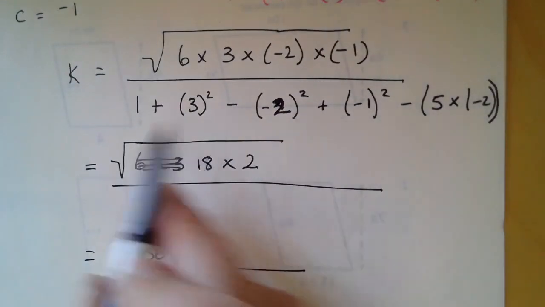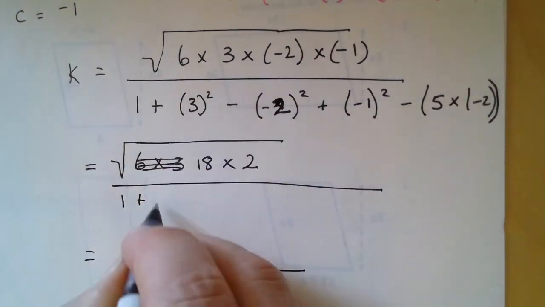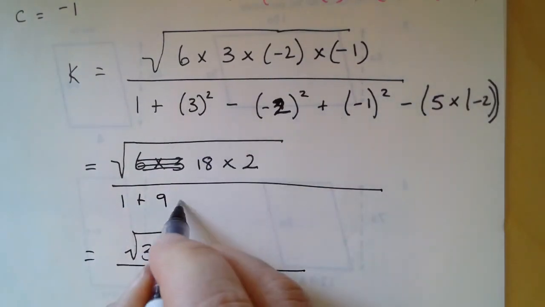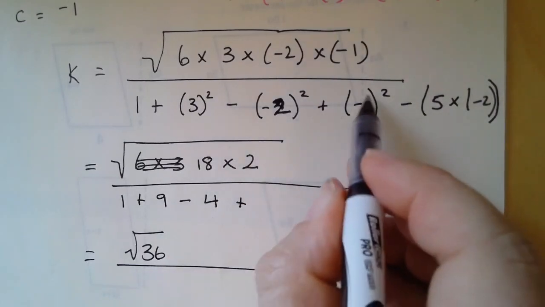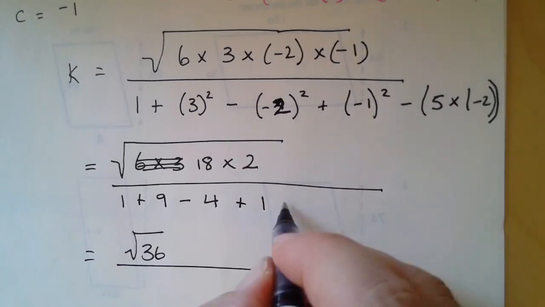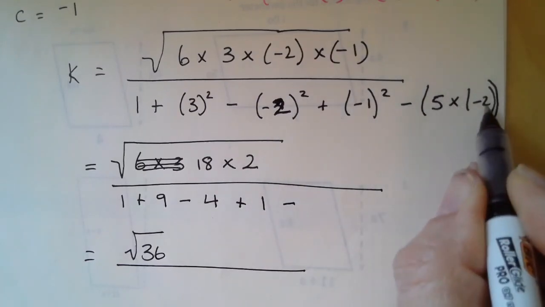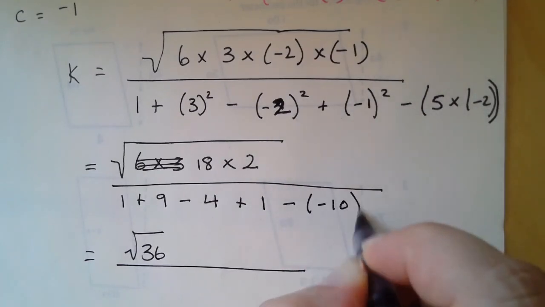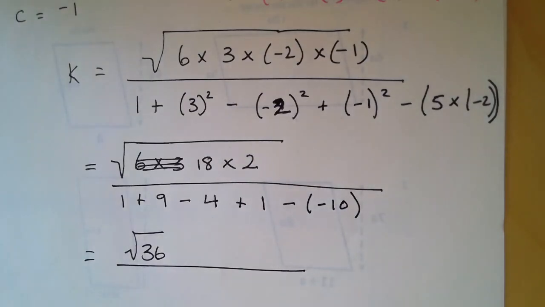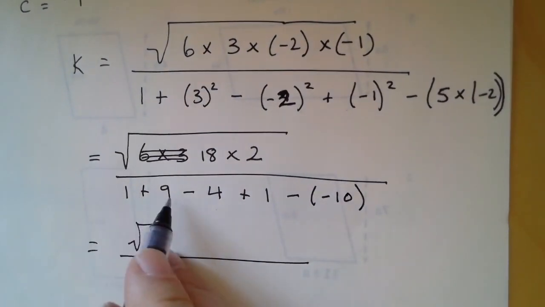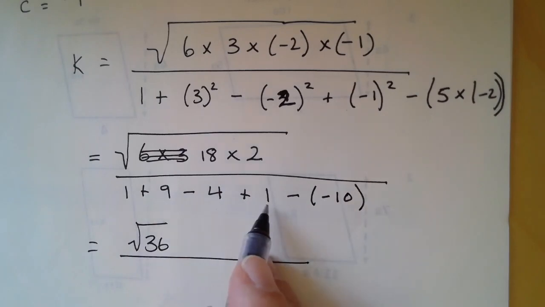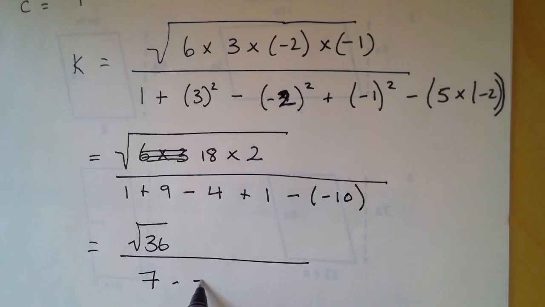Denominator now, we've got 1 plus 3 squared, which is 9, subtract negative 2 squared, which is 4, add negative 1 squared, which is 1, subtract 5 multiplied by negative 2, which is negative 10. If you don't know your negative numbers, it's a really good idea. If you're not fluent with them, it's a good idea to practice them. 1 plus 9 is 10, subtract 4 is 6, plus 1 is 7, so let's put 7, subtract negative 10.